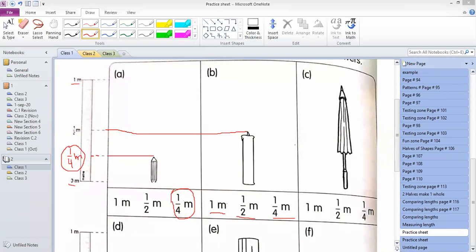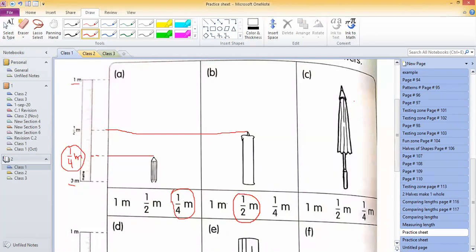Yes, guys, would you like to tell me the length of this candle? Half meter. Half meter. Very good. The answer is half meter because it is reaching up to half. So what I'm going to do here, I will circle half meter. This is the answer.